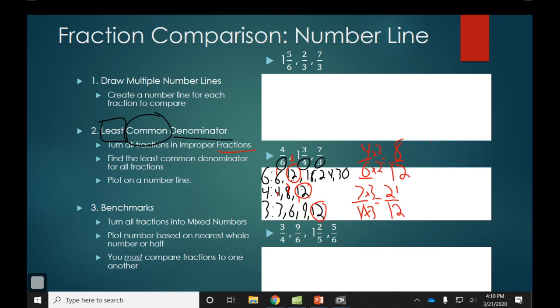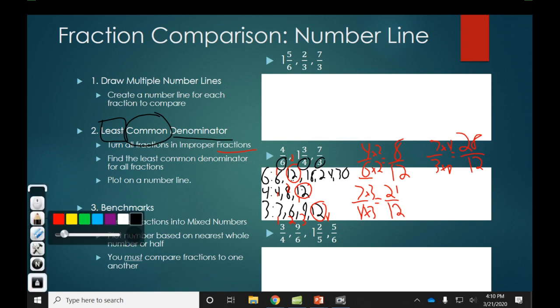In the last one, we have 7 over 3. All right? How many steps? 1, 2, 3, 4 steps. Okay, so we're going to multiply this bottom by 4 and this top by 4. This becomes 28 over 12. Once the denominators are the same, you can put them all on the same number line. I'm just going to use the space above because I'm kind of running out of space.